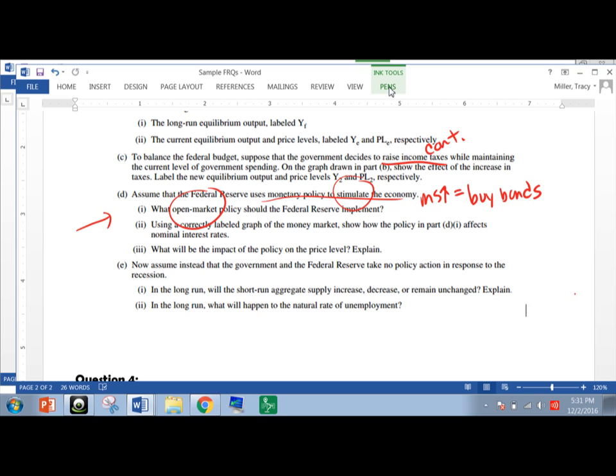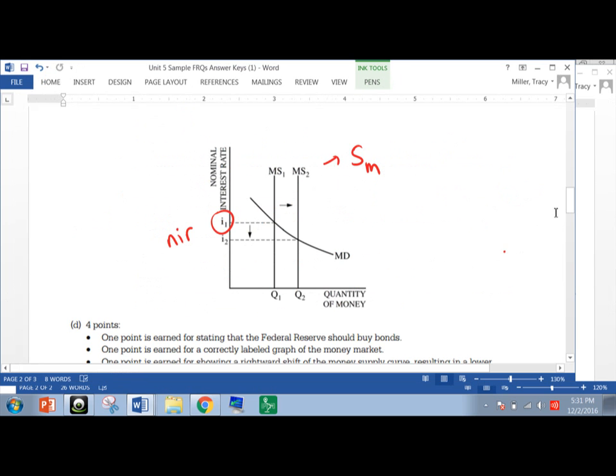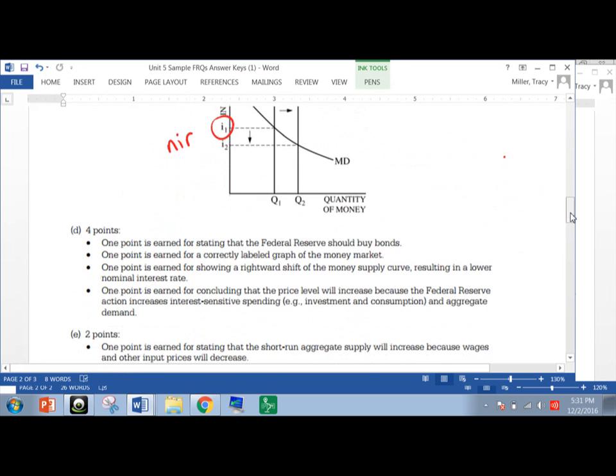So now you have to think about, well, if they're going to buy bonds, it's going to make interest rates go lower. That means aggregate demand is going to shift to the right. So we should be looking for a higher price level.